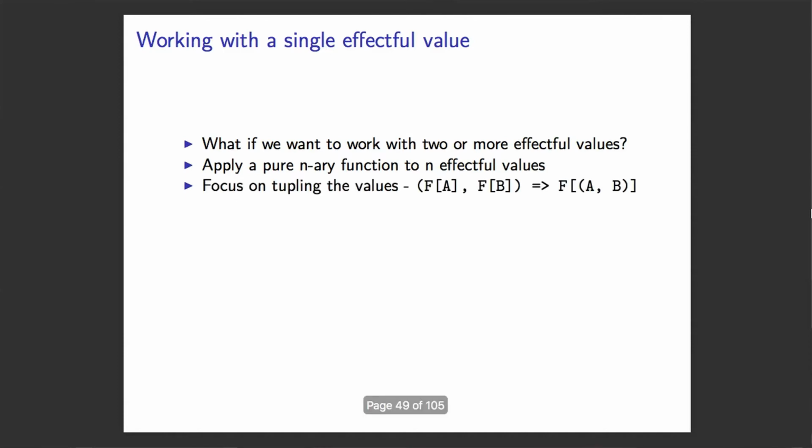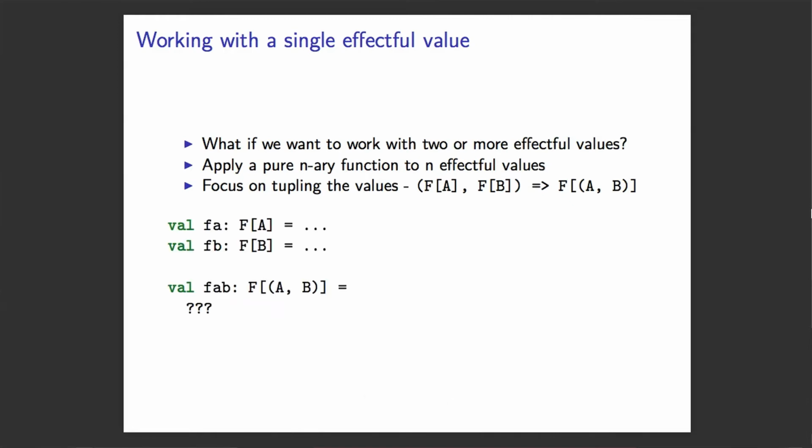And what we're going to do specifically is focus on tupling the values. So I want to implement this operation where, given an f of a and an f of b, produce f of the pair ab. And then from there, we can use map to go inside the f, destructure a tuple, and then apply our pure n-ary function. So we're going to focus on just tupling, which is the simplest thing we can do to combine two effectful values. We can try to do this generically with just functors.